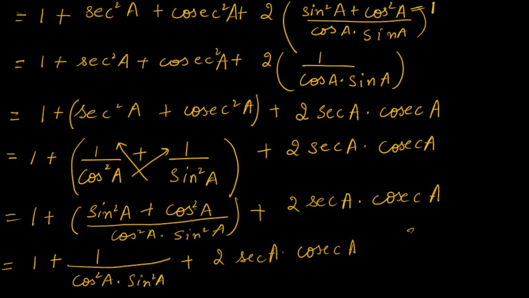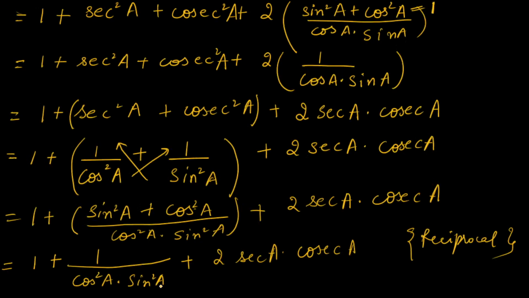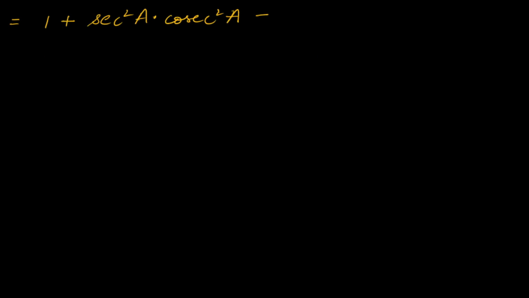Yes, again we can use the reciprocal relation. Whichever relations you are using, you have to keep mentioning the relations. So with the reciprocal relation, I get 1 by cos square, which becomes secant square, because 1 by cos is secant. So secant square A into cosecant square A, because 1 by sine square is cosecant square, and here we already have 2 secant A into cosecant A.